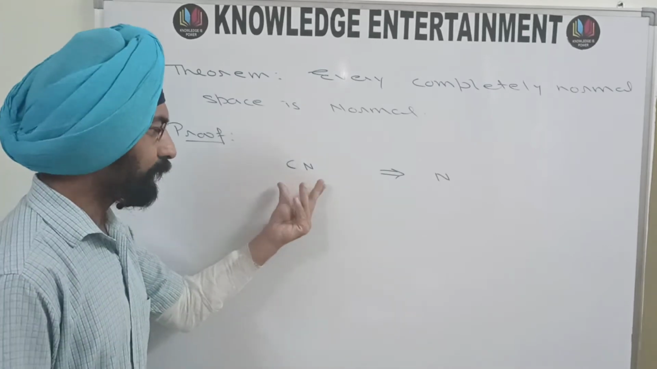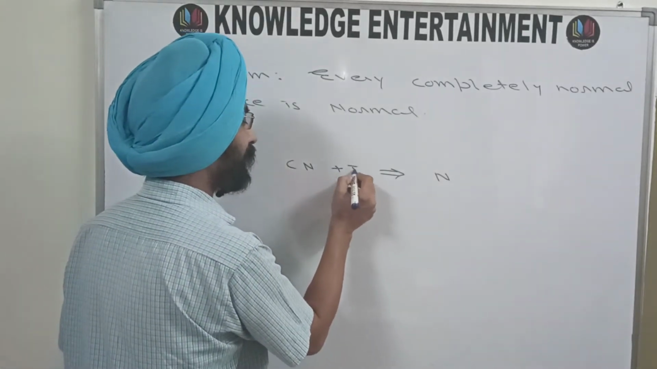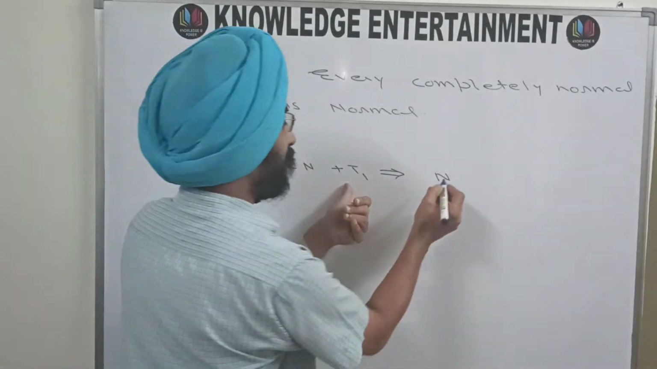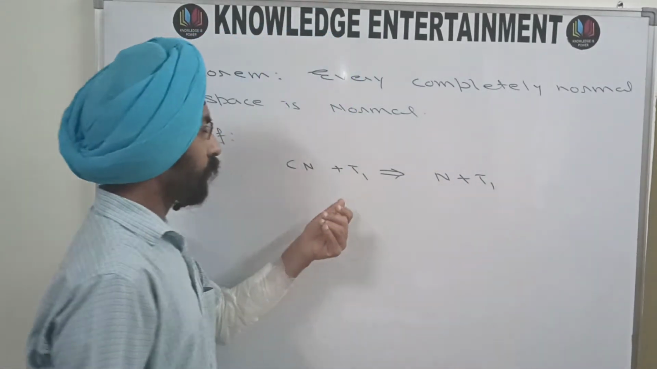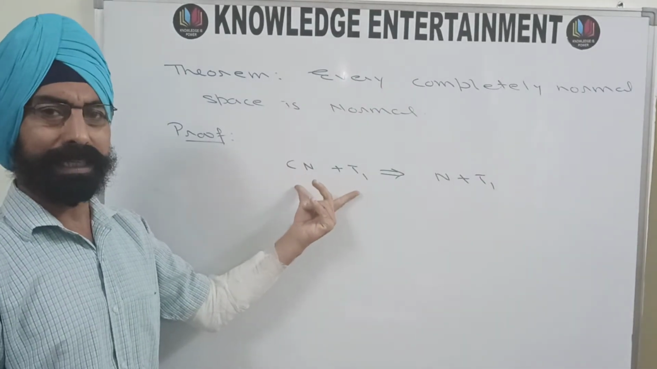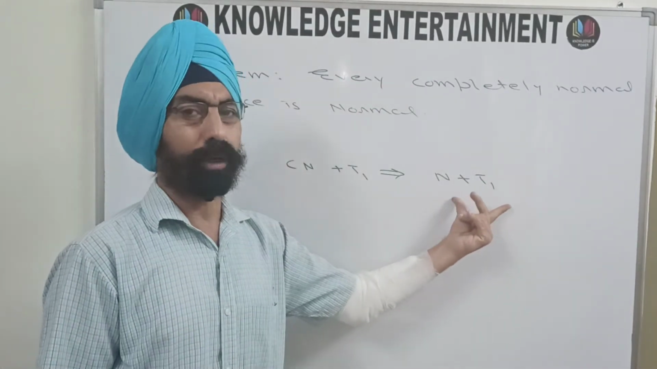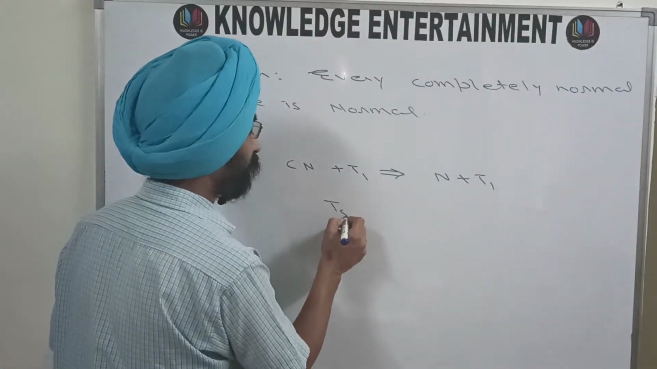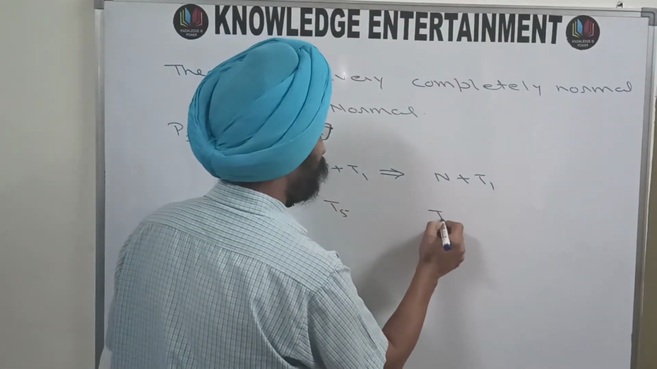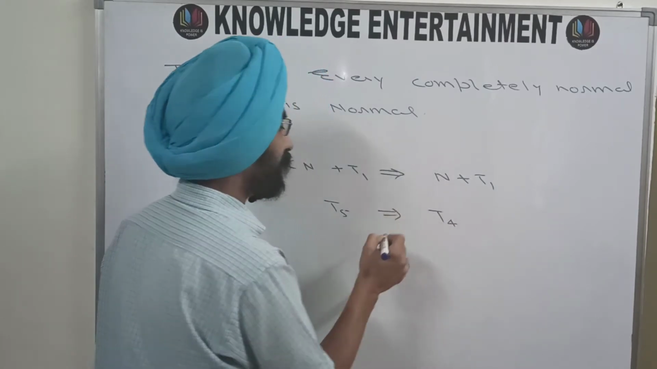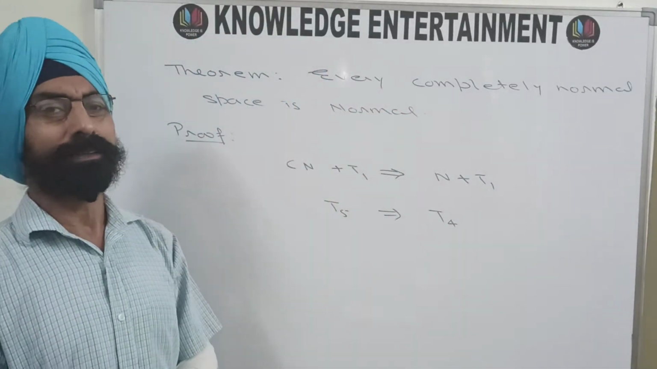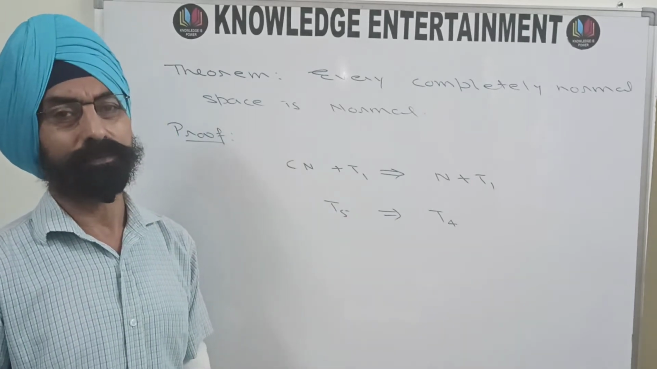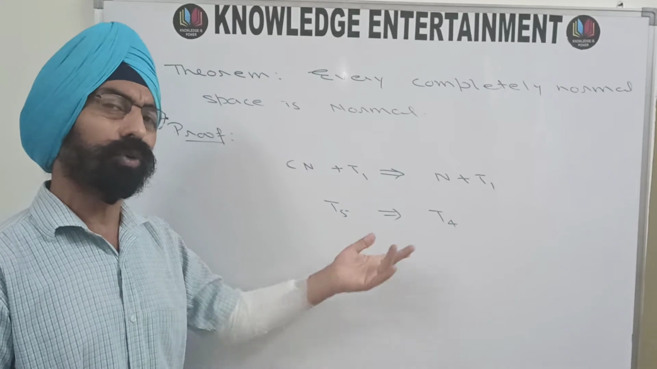Now, if a space is completely normal and T1, that means complete normality implies normality, and T1 it is already. So if a space is CN plus T1, then it is normal plus T1. And we know that completely normal plus T1 means T5, and normal plus T1 means T4. So this theorem will automatically imply that every T5 space is T4. If a space is T5, then it is also T4.